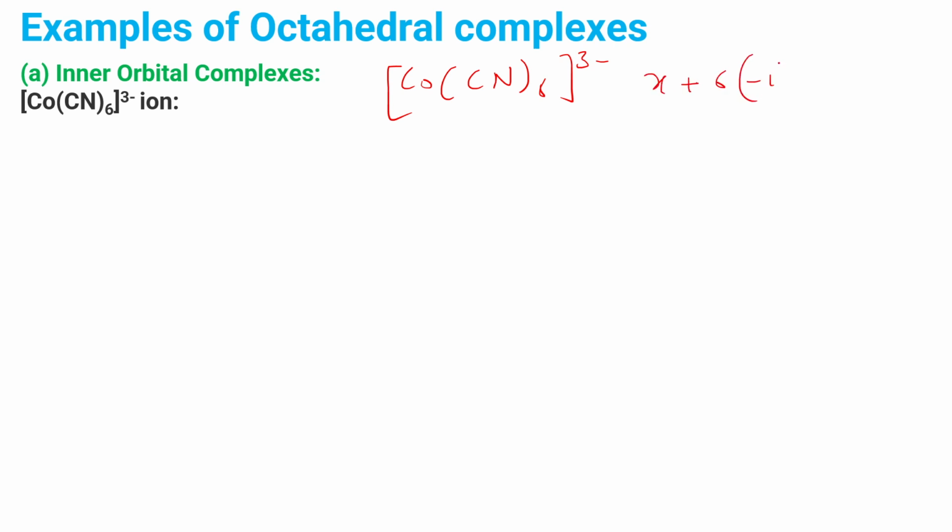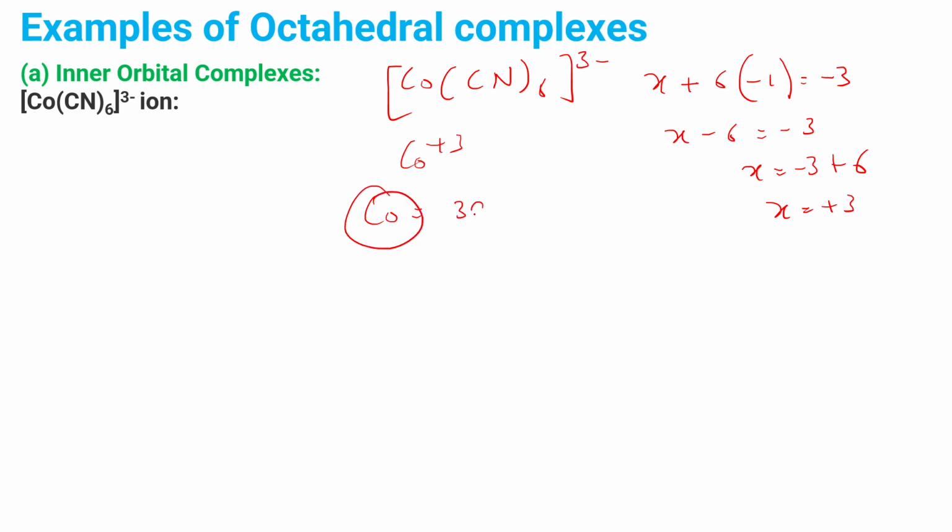Cyanide has a charge of -1, into 6 gives -6. x minus 6 is equal to -3, so x will be equal to -3 plus 6, which is +3. Cobalt has an oxidation state of +3. What is the electronic configuration of cobalt? Neutral cobalt is 3d7 4s2.